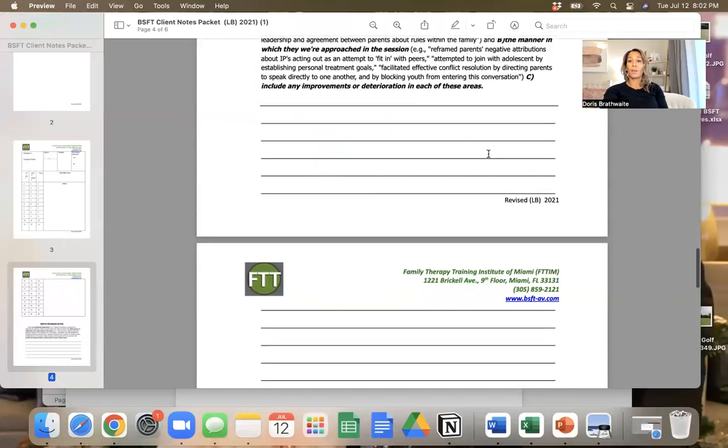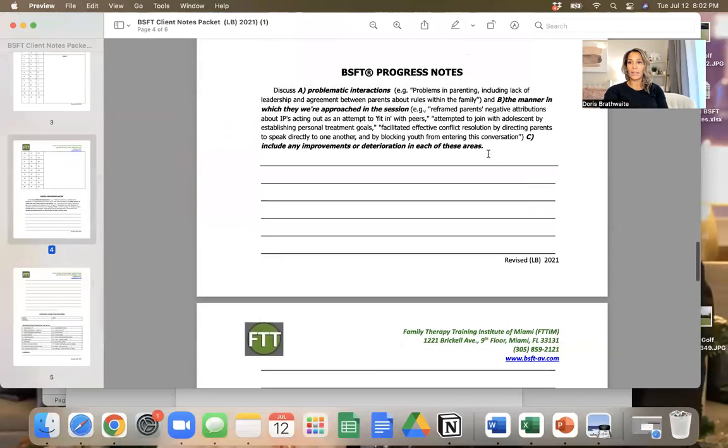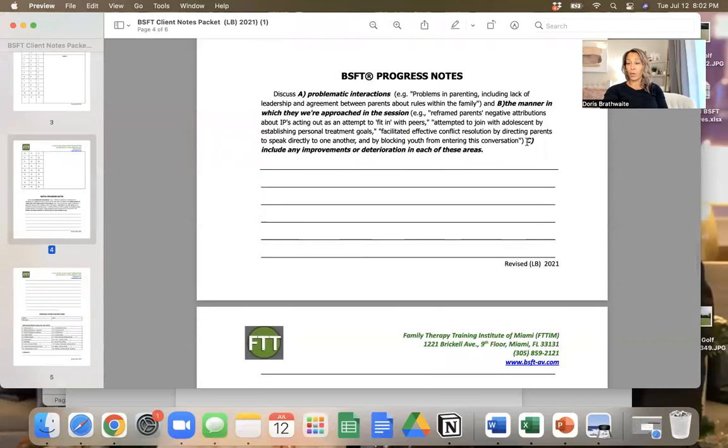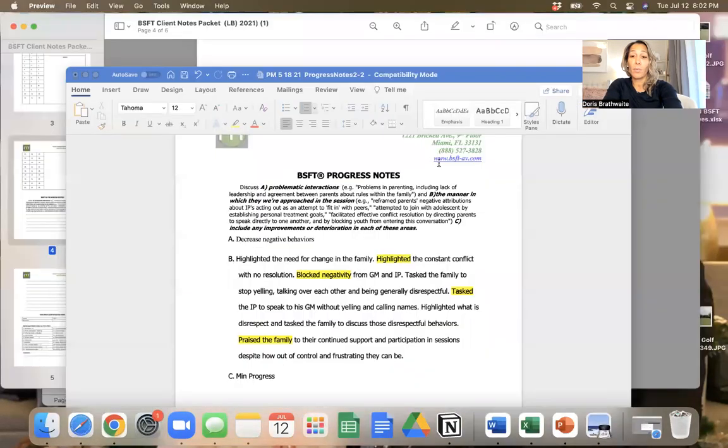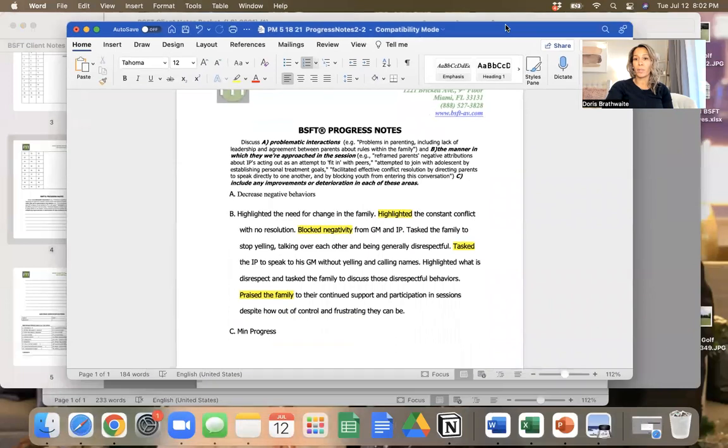So B, you're going to fill in the A, B, and C, right? And then C is just your progress. Did the family make progress? Yes or no? Progress made or no progress made, or minimum progress, or great progress, right?